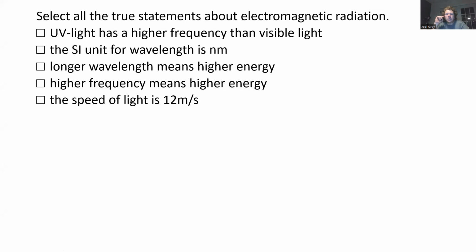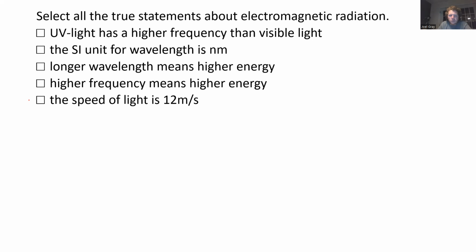Next is the SI unit for wavelength is nanometers, nm. Next, the longer the wavelength means higher energy. Next, higher frequency means higher energy. And next, the speed of light is 12 meters per second. Okay, so we've got 5 answer options.